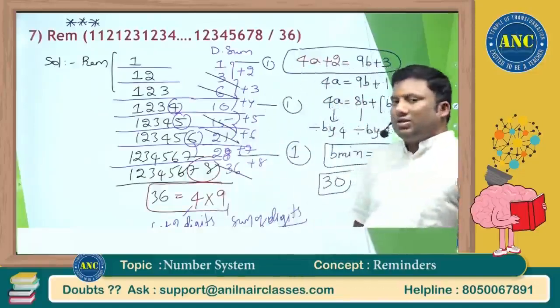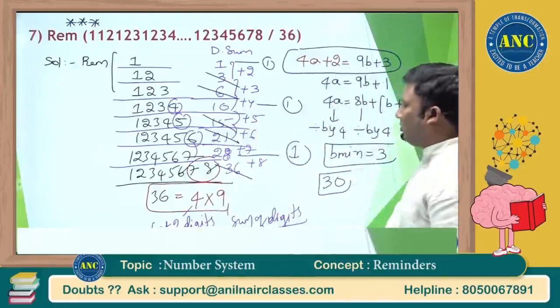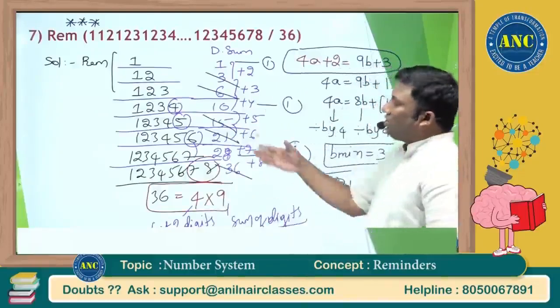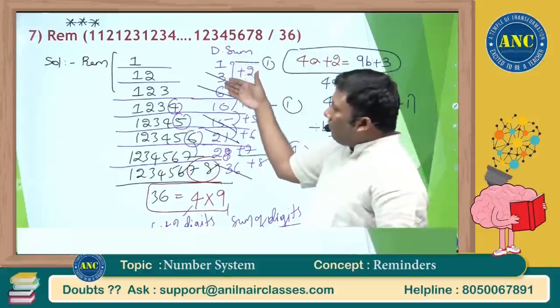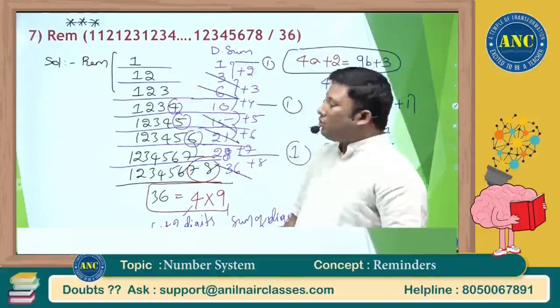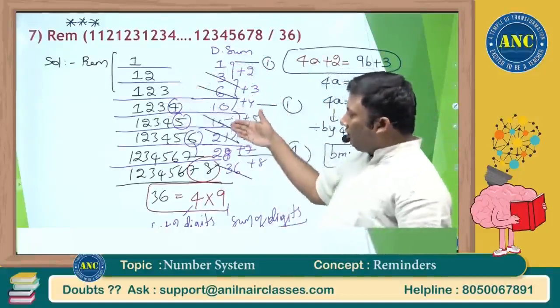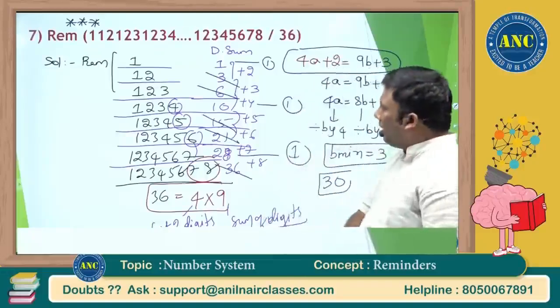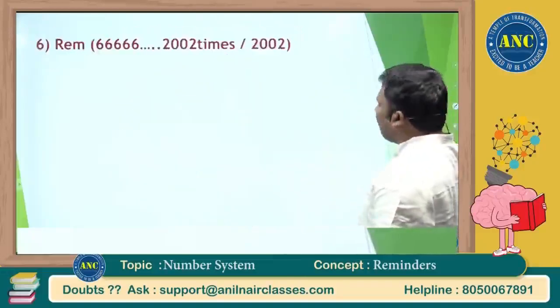Divisibility rule of 4 is last 2 digits should be divisible by 4. Divisibility rule of 9 is sum of the digits should be divisible by 9. 1 plus 2 it is 3. 1 plus 2 plus 3 it is 6. 10, 15, 21, 28 and 36. I hope the idea it is clear.